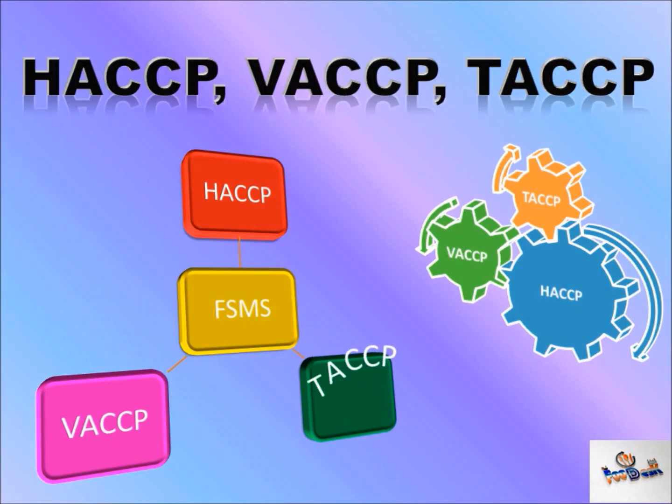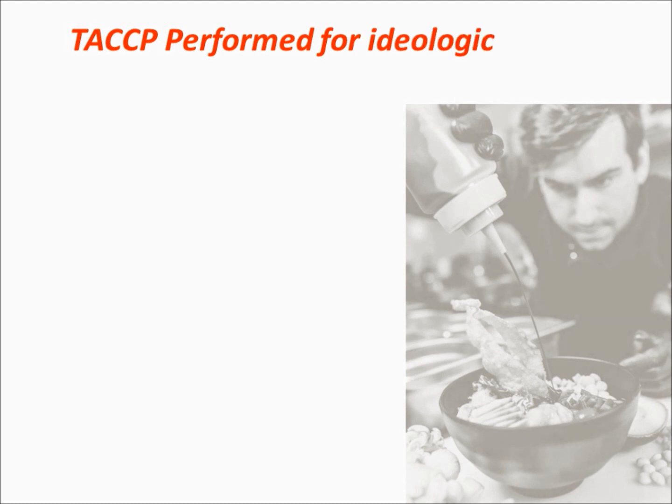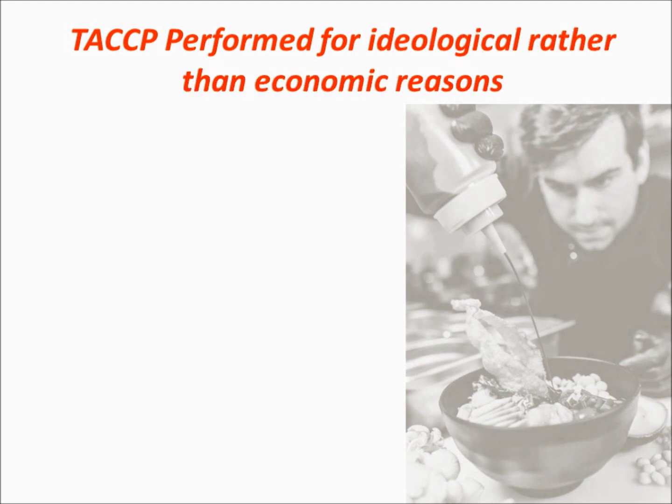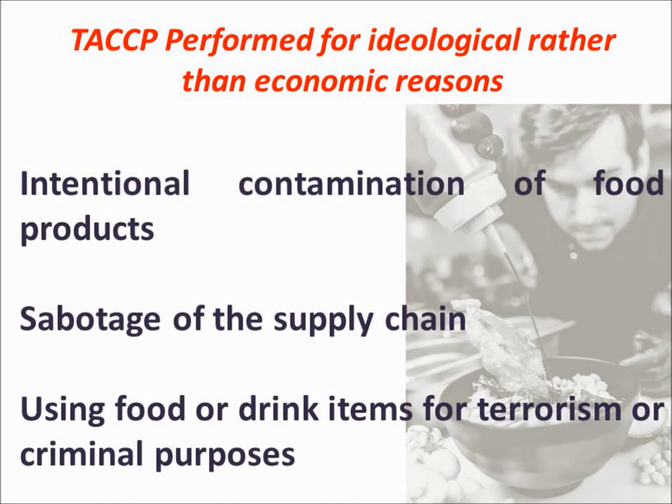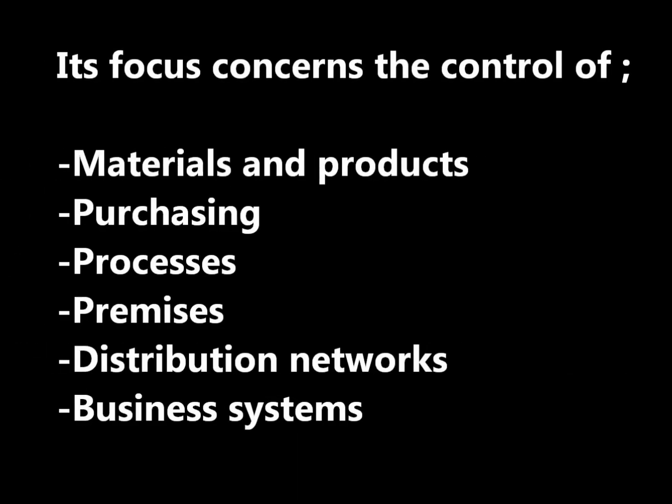TACCP. TACCP is similar to VACCP. Threats are different to vulnerabilities as they're performed for ideological rather than economic reasons. Threats could include intentional contamination of food products, sabotage of the supply chain, and using food or drink items for terrorism or criminal purposes. Its focus concerns the control of materials and products, purchasing, processes, premises, distribution networks, and business systems.